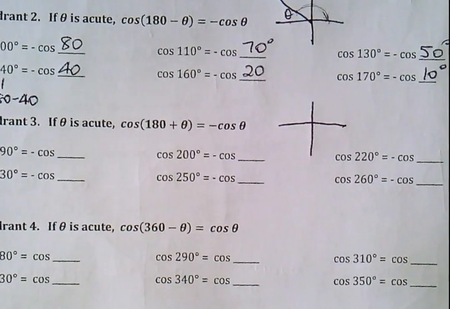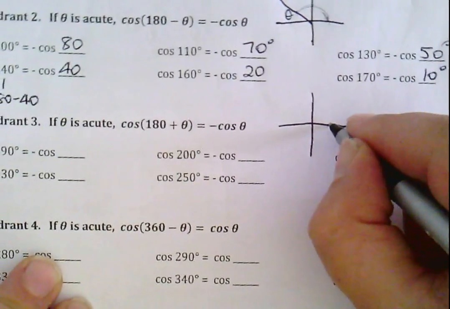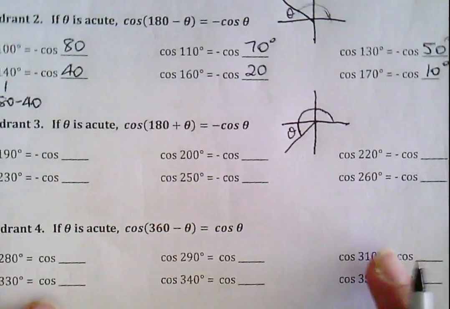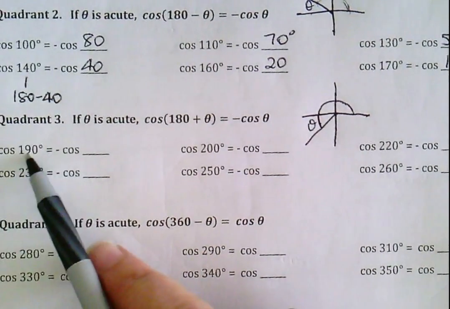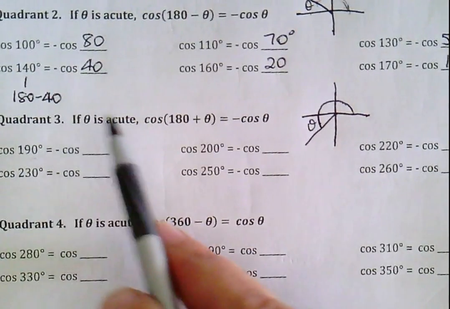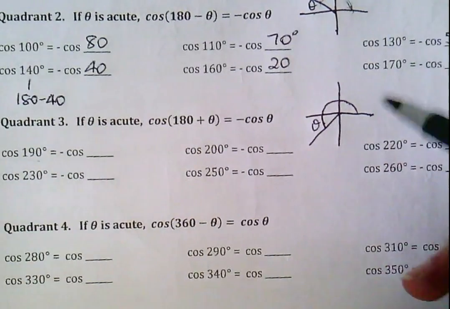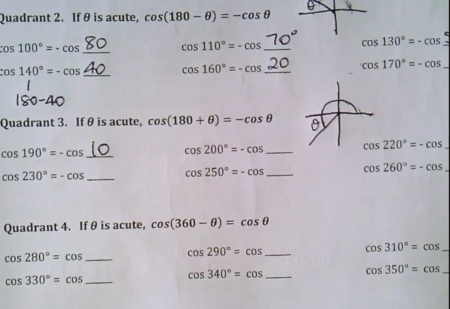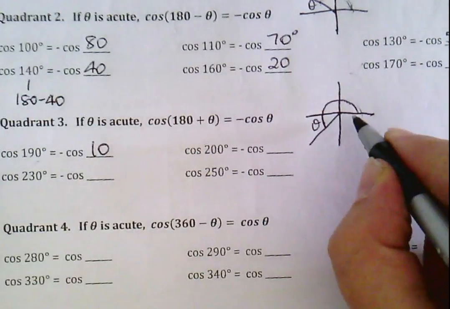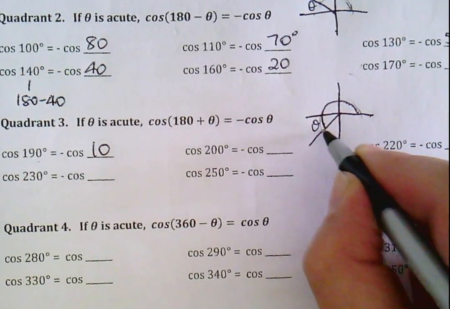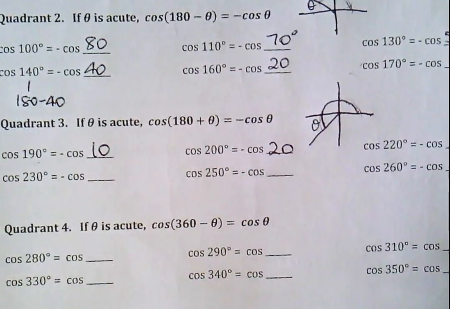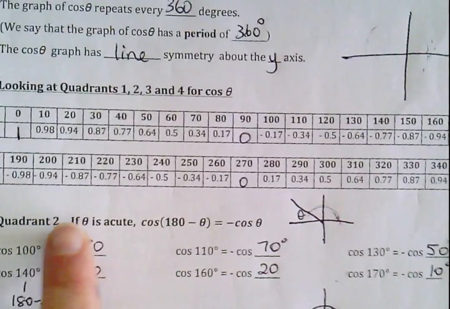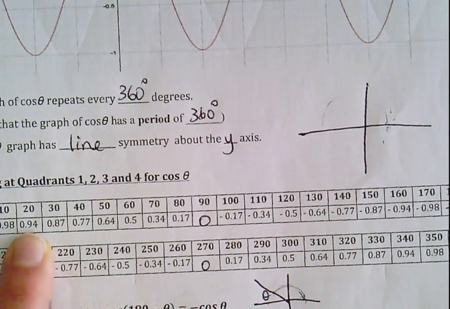Quadrant 3 is bigger than 180. I don't care about the 180. I'm just concerned about the little bit extra in there, theta. Got it? Okay, if I had 190 and cos is negative in quadrant 3, 190 is 180 plus how much? But it's negative. Cos is negative in quadrant 3. Cos of 200 is 180 plus 20. Got it? So cos of 200, if you look up at your graph and your table, is the same as negative cos 20.